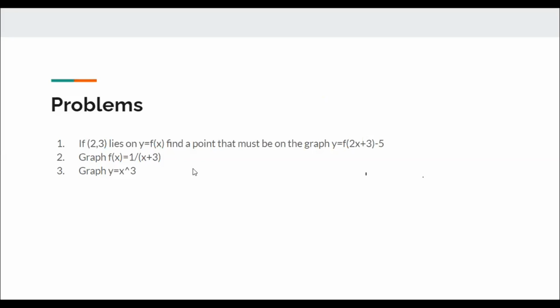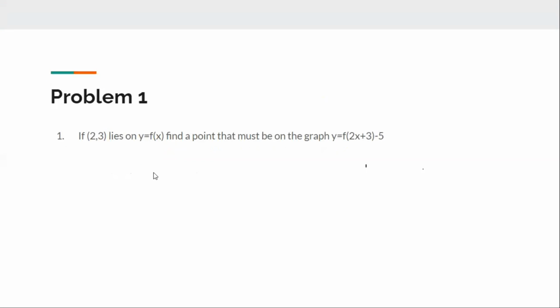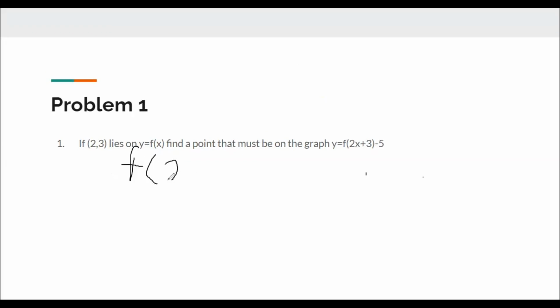Okay, let's begin. So the first question says, if (2, 3) lies on y = f(x), find a point that must be on the graph y = f(2x + 3) - 5. So we know f(2) = 3. That's basically all we're given.